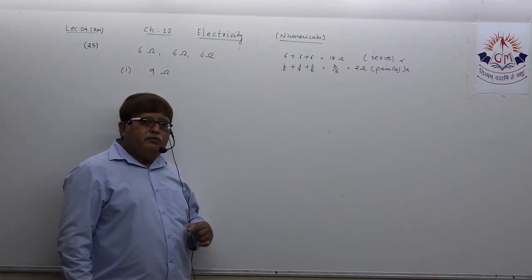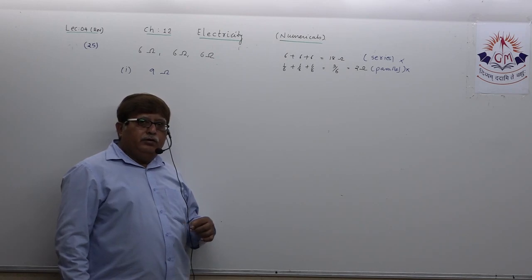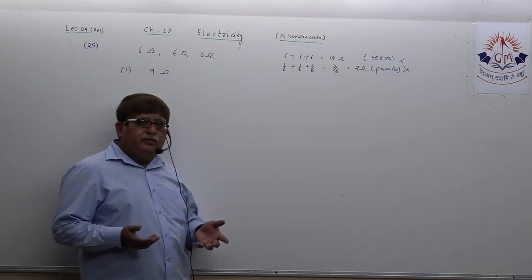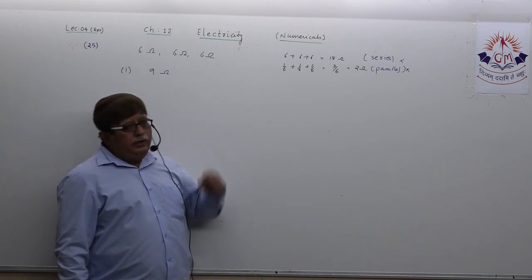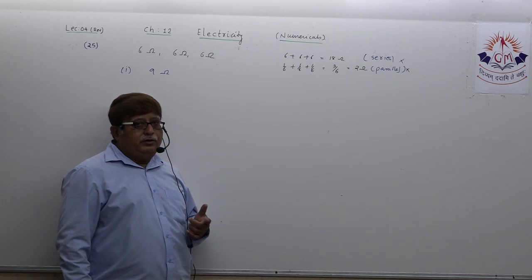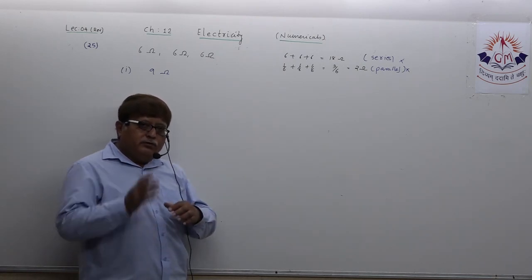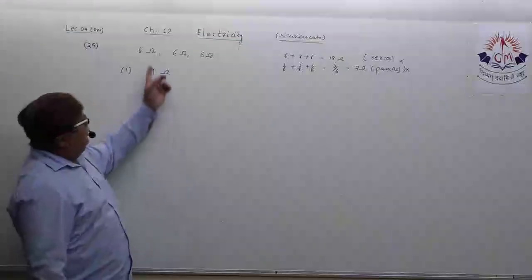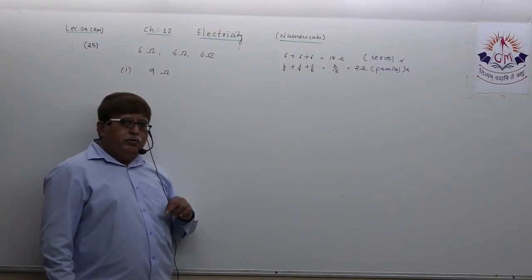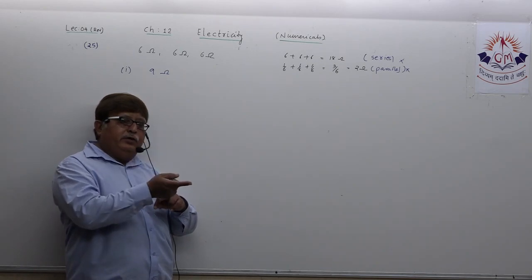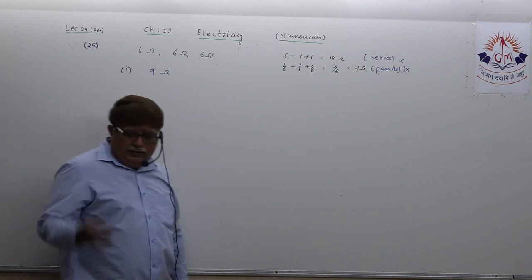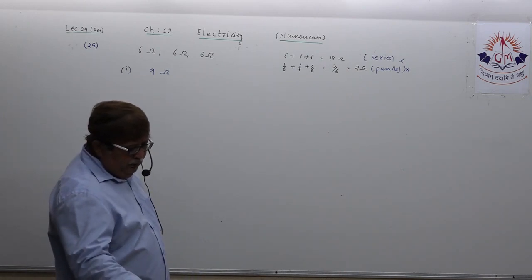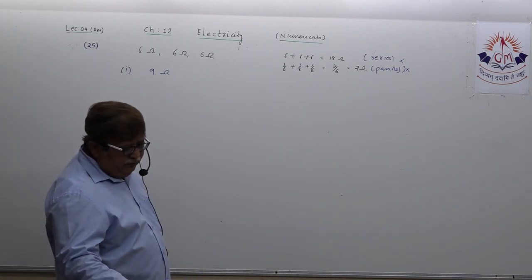If you directly join in series or directly join in parallel, it is not going to help you at all. In series you got 18, in parallel you got 2, but you want 9 and 4. That means some different combination. Either you connect 2 in parallel and then the third in series, or 2 in series and then in parallel. Let us think of the first combination.